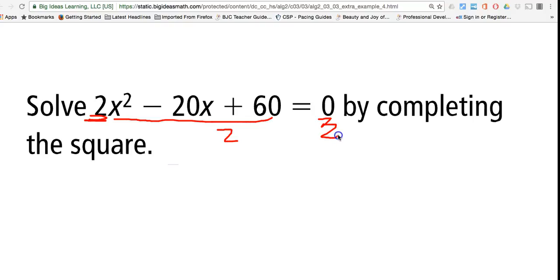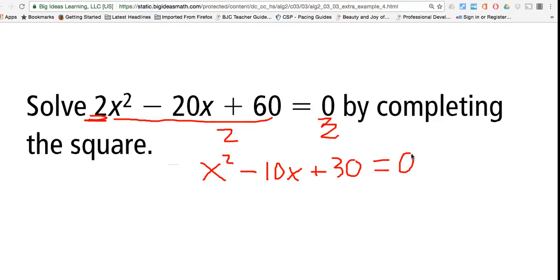Divide everything by 2. Now, 0 divided by 2 just stays at 0, so that doesn't change. But our left-hand side is going to change to x squared minus 10x plus, I'm sorry, plus 30. We divided by 2. So x squared minus 10x plus 30 equals 0.